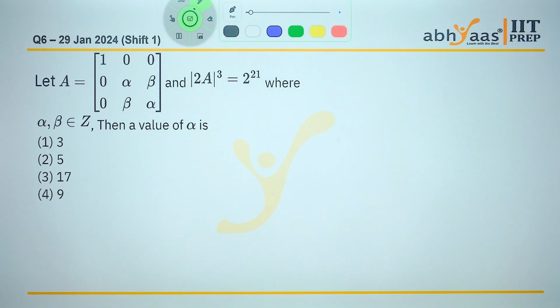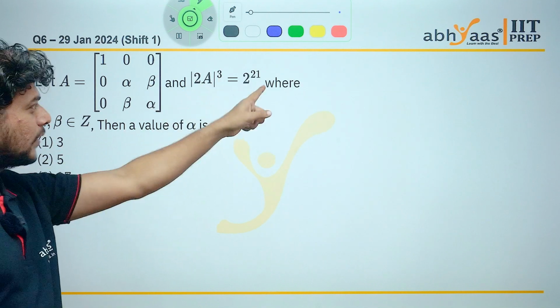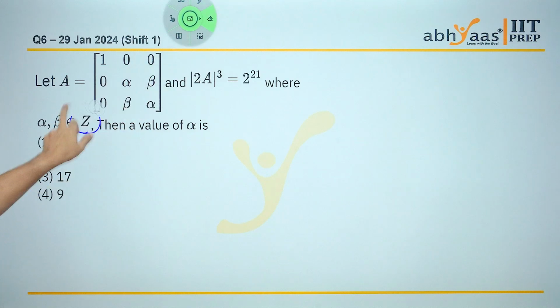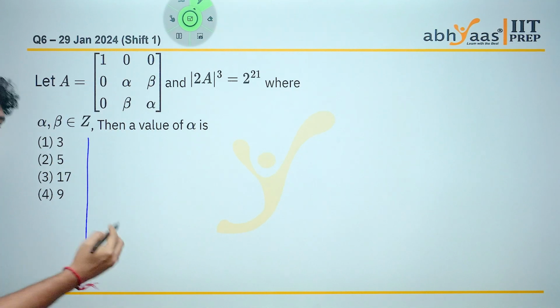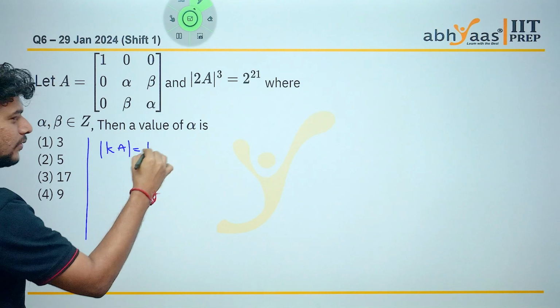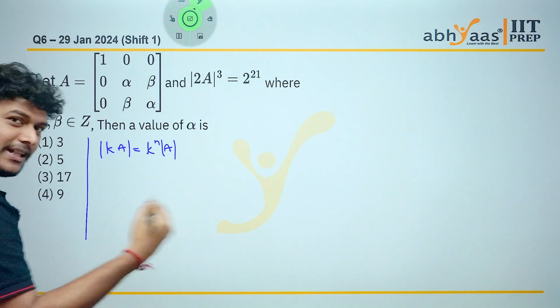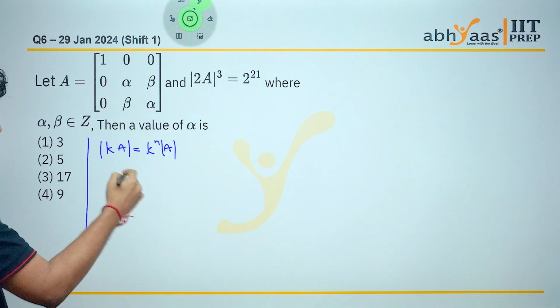Okay, let A equal to [1 0 0; 0 alpha beta; 0 beta alpha], and mod of (2A) whole cube equals 2 power 21, where alpha, beta belong to integers. Then the value of alpha is... Now we have a property: mod of kA equals k det A equals k power n det A, where A is an n by n square matrix.